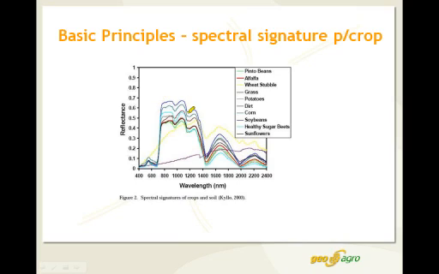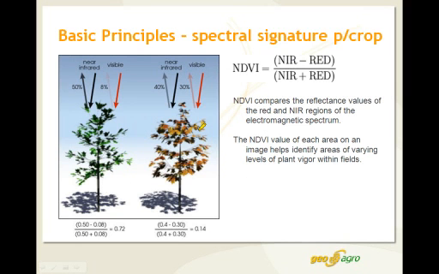And these spectral signatures will also vary depending on whether there's water stress, whether it's early in the crop season, or late. Based on this principle, we can find out different aspects, different applications for remote sensing.